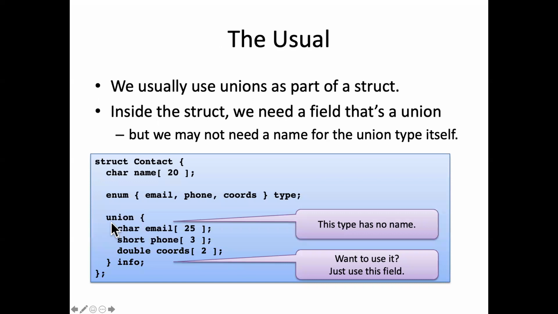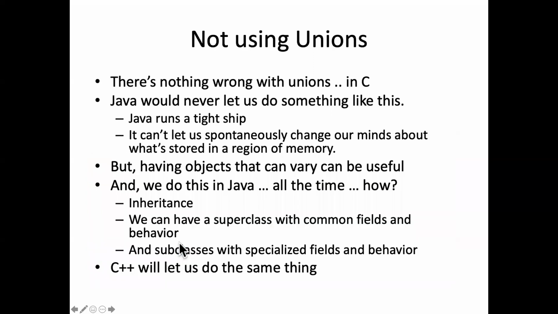I want to define a union which says reserve enough memory to store either an email address, a phone number, or GPS coordinates. And I want to be able to freely switch how I'm going to interpret that memory. If you say .email, you're accessing it as if it's a string. If you say .phone, you're accessing that same memory as if it's three shorts. If you access it using .coords, you're taking that same memory and accessing it as if it's an array of two doubles. And Java would never let you do this.